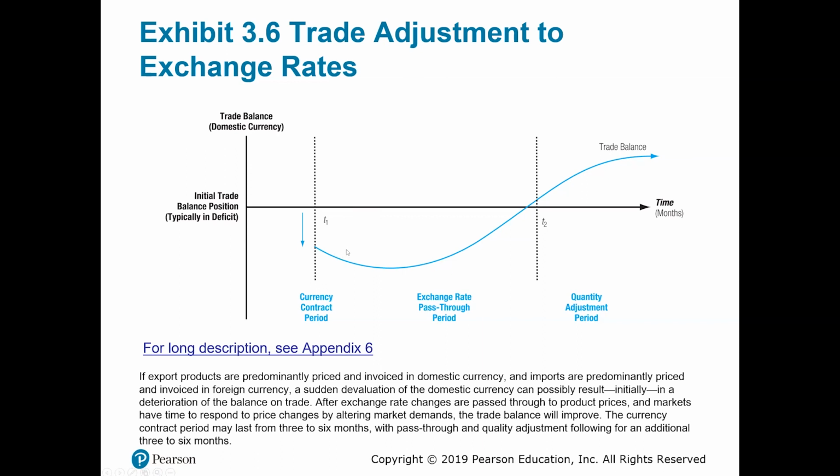However, over time, we see that the currency devaluation starts working in the export market, and the exporters gain competitive advantage in the international market, and over time we see that the trade balance actually improves. Okay, so this is the so-called J curve. Okay, so this is all about the relationship between trade adjustment and exchange rates.